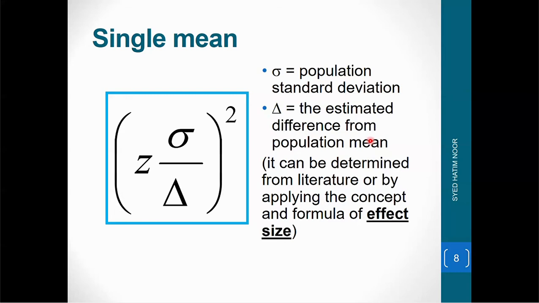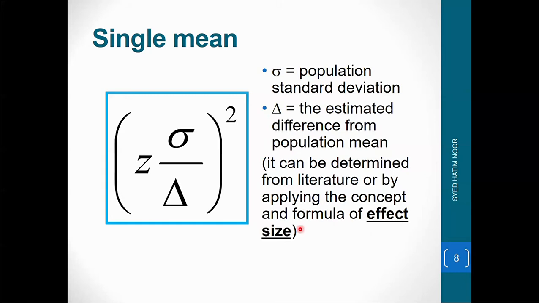For example, I think the difference is not much, maybe 2. So this is the estimation based on expert opinion. But if really you don't have any idea, for example, I don't have any idea what the mean of the radiation in my country will be, then you can apply the concept of effect size. So what is effect size?